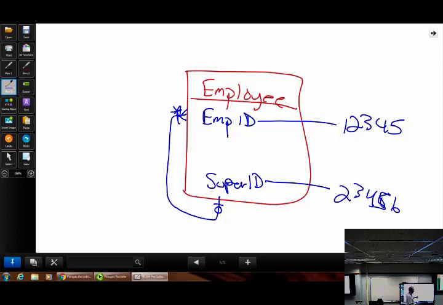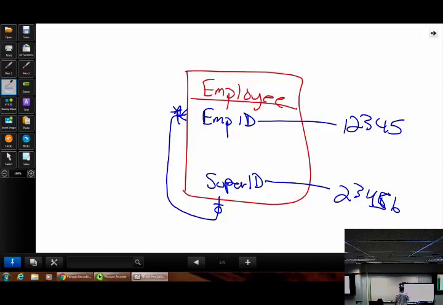Employee ID, supervisor ID. Let me ask you a question. Is your supervisor an employee? Yes, they are. Does that person have an employee ID? Should be assigned one, yes. So my supervisor is Mary down the hall, and her supervisor ID is 2, 3, 4, 5, 6. That also happens to be her employee ID.